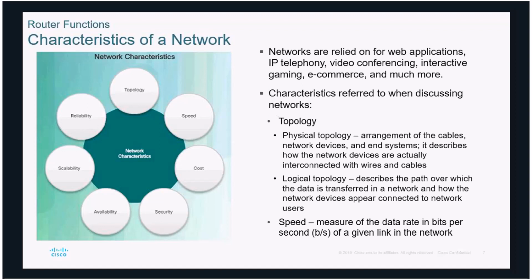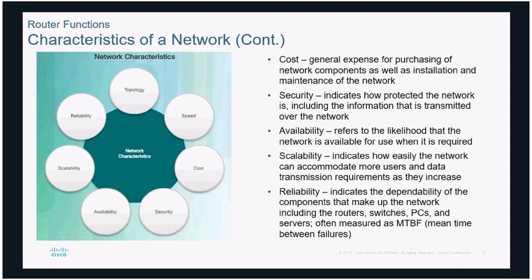Then we have speed, which is a measure of the data rate in bits per second of a given link in the network. That's b/s there. Is that bits per second? Indeed. Obviously it's much bigger than that, isn't it? It's just the lowest level of it. And other than topology and speed, we've got cost, security, availability, scalability, and reliability.